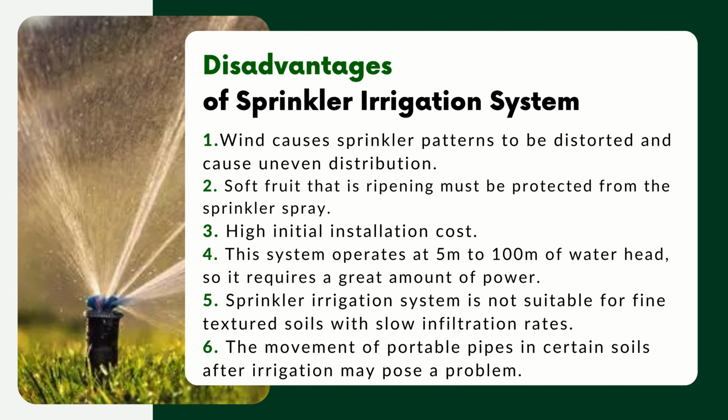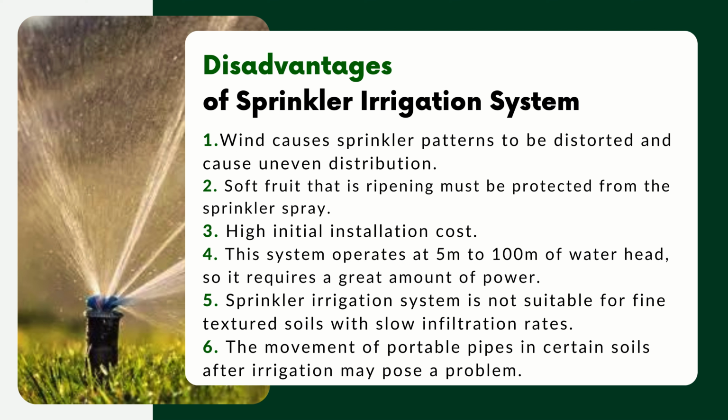These are several disadvantages of sprinkler irrigation systems. One, wind causes sprinkler patterns to be distorted and cause uneven distribution. Two, soft fruit that is ripening must be protected from the sprinkler spray. Three, high initial installation cost.